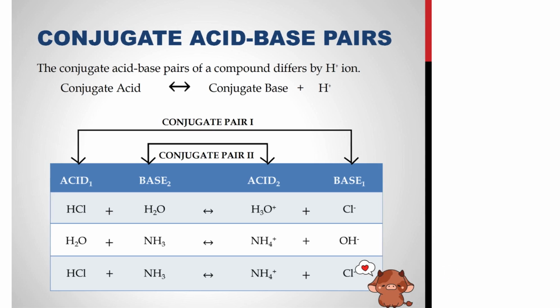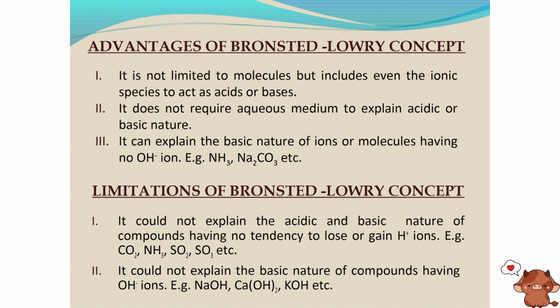The Bronsted-Lowry concept has several advantages. It includes ionic species as acids or bases. It doesn't require an aqueous medium. It explains the basic nature of species with no OH⁻ ions, like nitrogen trihydride or sodium carbonate. But it also has limitations. It can't explain the behavior of compounds like carbon dioxide, sulfur dioxide, or sulfur trioxide that don't gain or lose H⁺. It doesn't explain the basic nature of hydroxides like NaOH or KOH.